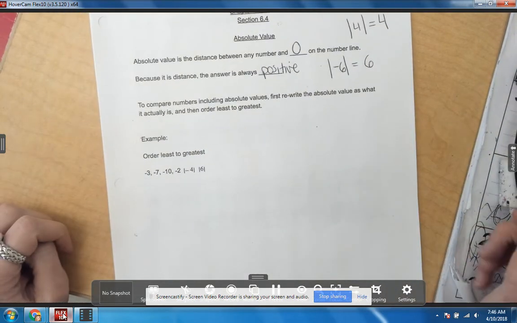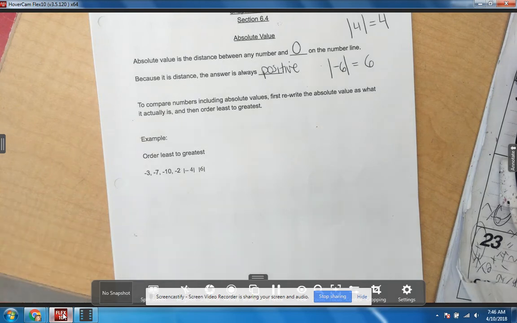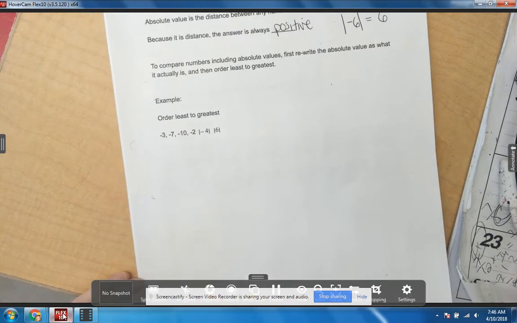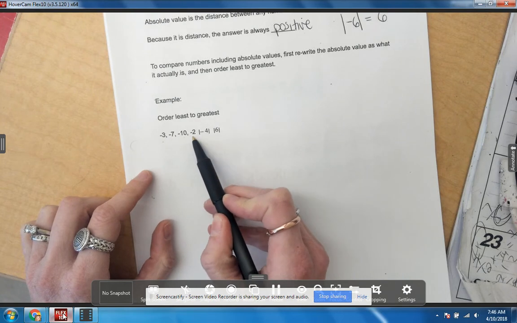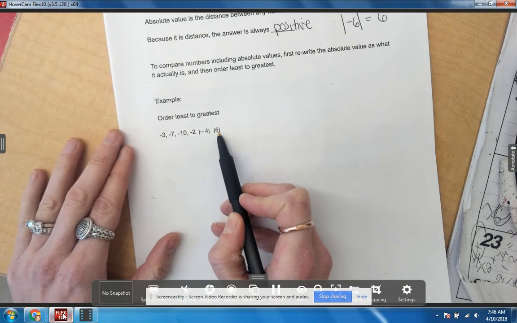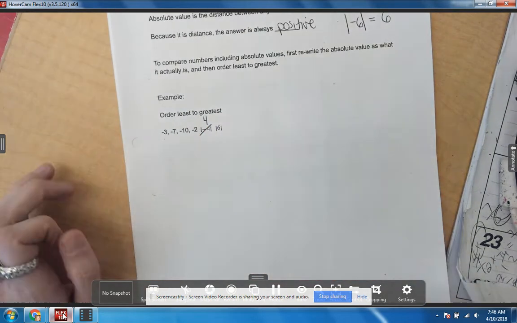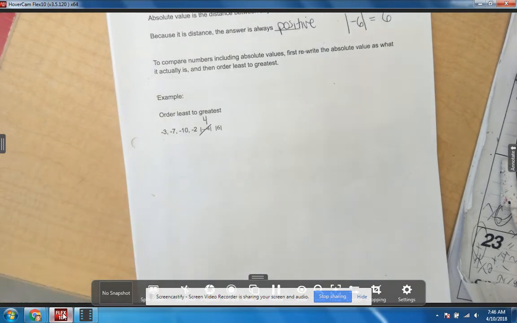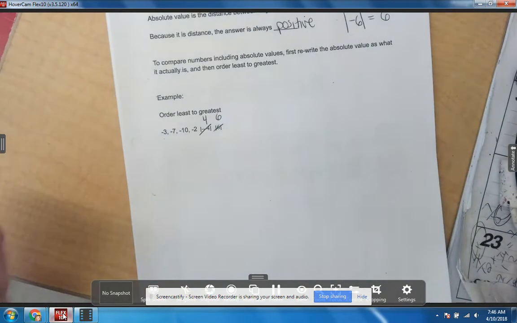To compare numbers, including absolute values, first you rewrite the absolute value as what it actually is, and then you order least to greatest. So let's take a look at this example. We have a -3, a -7, a -10, -2, absolute value of -4, absolute value of 6. So the absolute value of -4 is 4. What you do is cross it out and make it a positive number every time. The absolute value of 6 is 6. Again, keep it positive. Now we want to order these least to greatest.